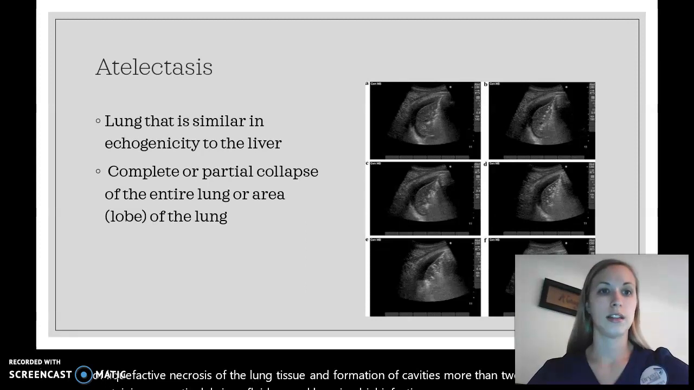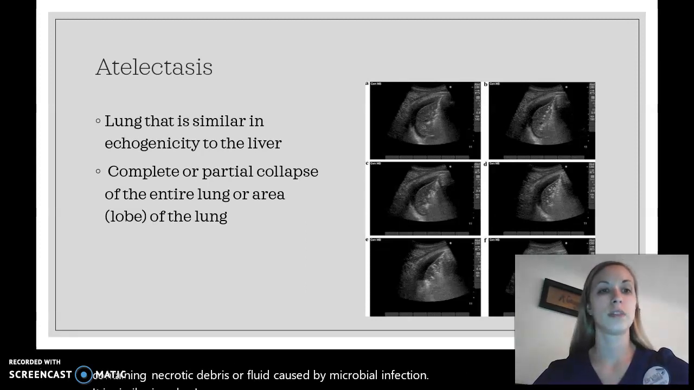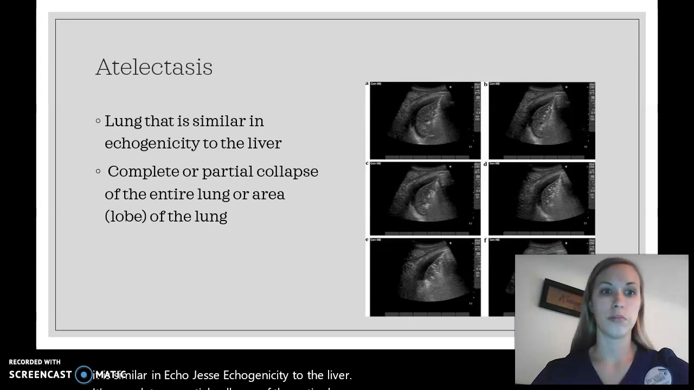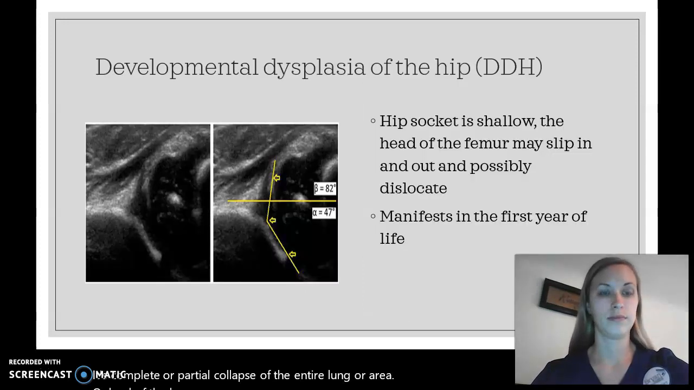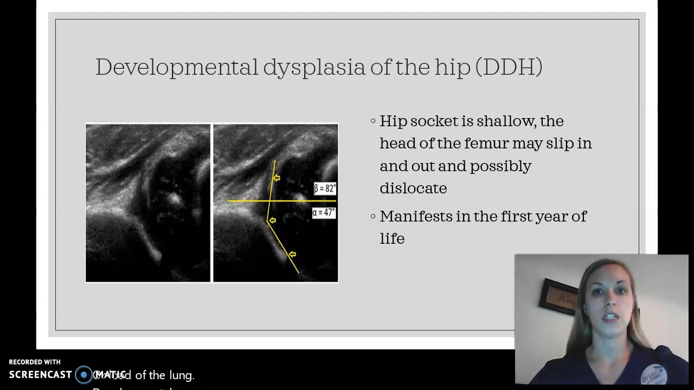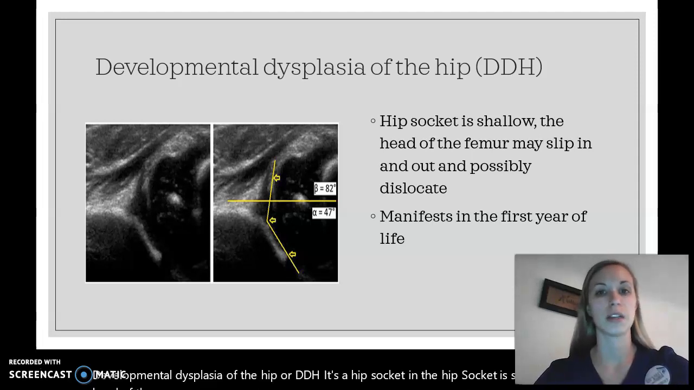Atelectasis. It's lung that is similar in echogenicity to the liver. It's complete or partial collapse of the entire lung or area or lobe of the lung. Developmental dysplasia of the hip, or DDH. When the hip socket is shallow, the head of the femur may slip in and out and possibly dislocate. Usually manifests in the first year of life.